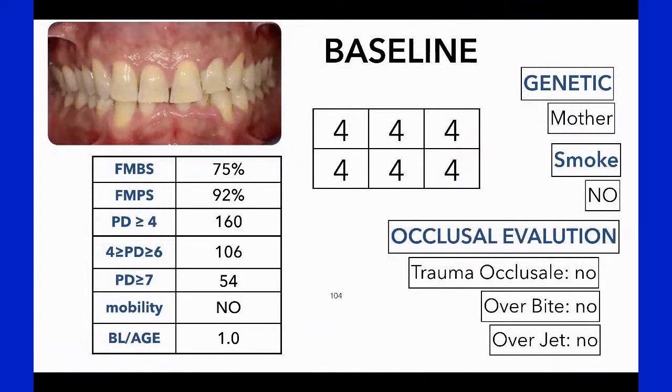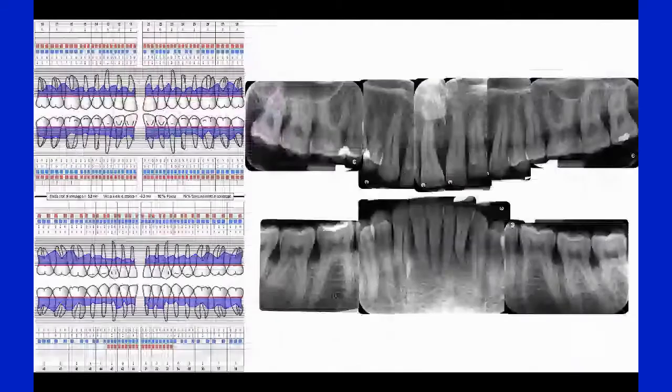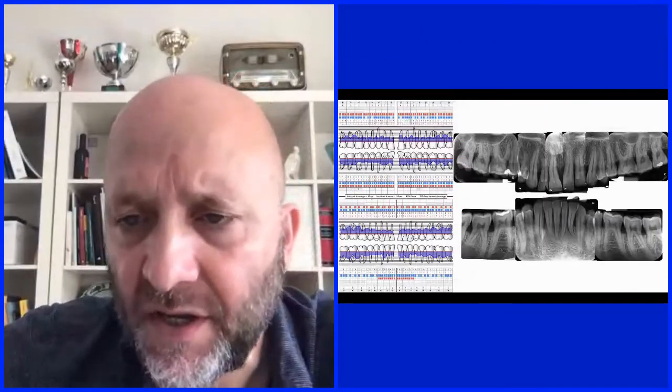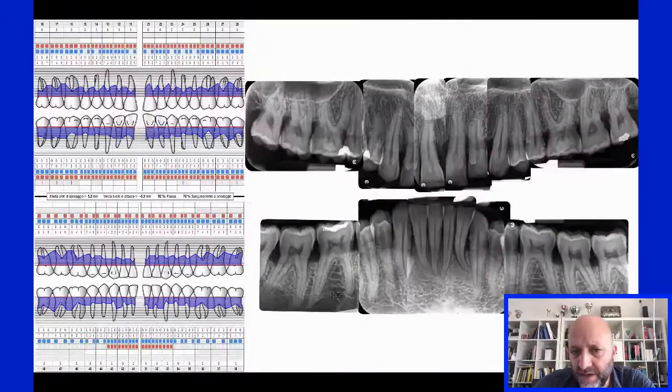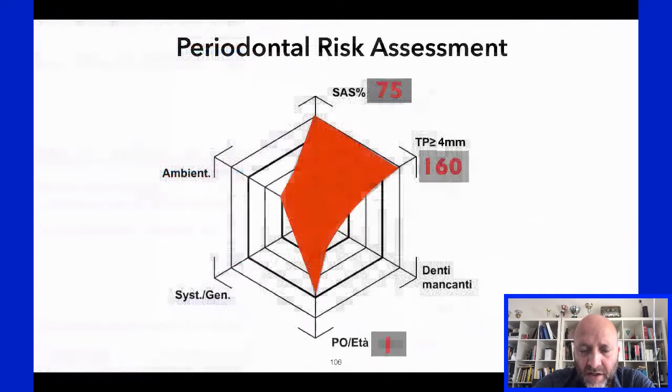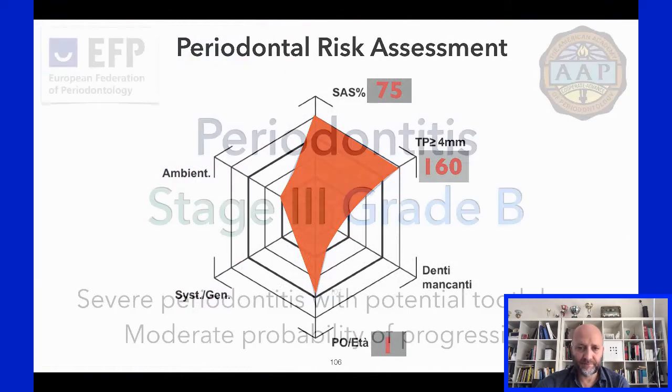A lot of pockets, 160, very low plaque control, 92 sites with positive plaque, no other problem. This was the aspect on the left side, the periodontal chart. On the right side, we can see the osseous defect, especially in the front area. This was the periodontal risk assessment, high risk.